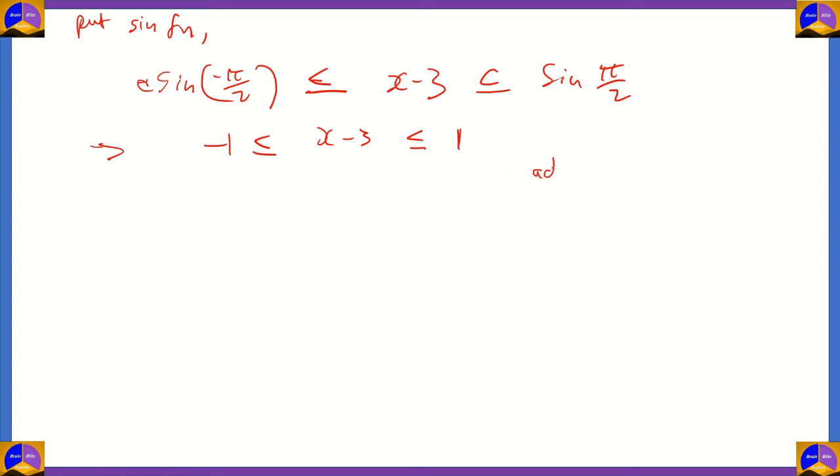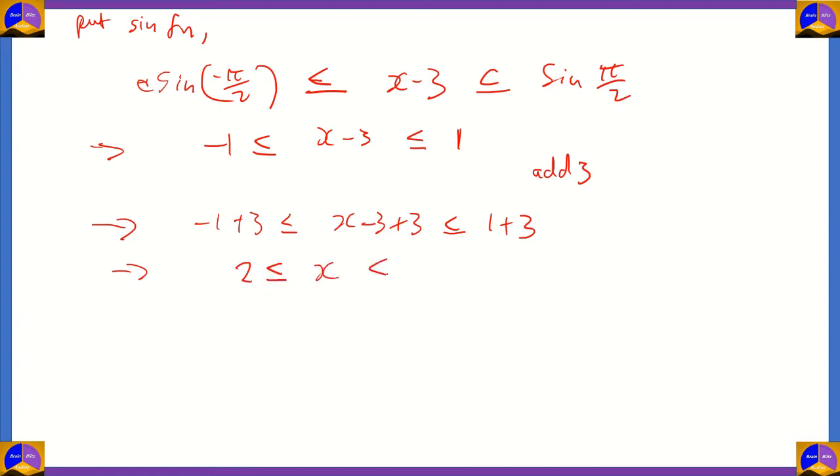Now what we do is we add 3 across this relation. So minus 1 plus 3 is less than or equal to x minus 3 plus 3, which is less than or equal to 1 plus 3. Minus 1 plus 3 is 2, x minus 3 plus 3 is x, and 1 plus 3 is 4. So as you can see, 2 is less than or equal to x less than or equal to 4. So the interval here is the closed interval 2 to 4, the interval for x.